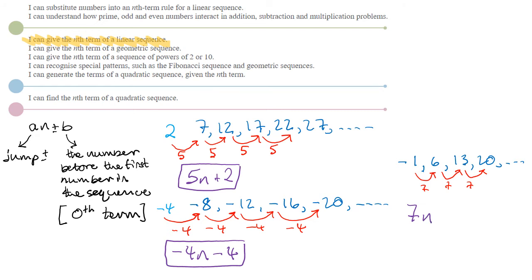Then we want to find a number before the first one, so we need to be careful. If it's going up by 7, the number before the first one isn't 8. It's actually negative 8. Negative 8 plus 7 is going to be negative 1, so negative 8. So the nth term rule is 7n minus 8. So that's how we find the nth term rule for a linear sequence.